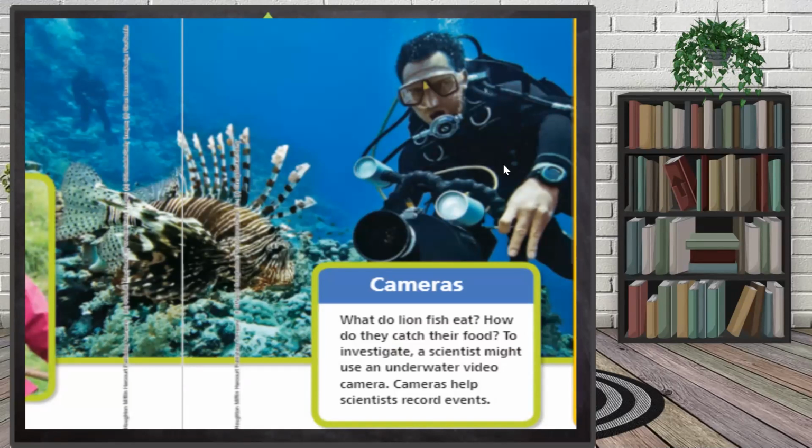What do lionfish eat? How do they catch their food? To investigate, a scientist might use an underwater video camera. Cameras help scientists record events. Excellent. So can you see this lionfish? They call it a lionfish because it has lines. What else?